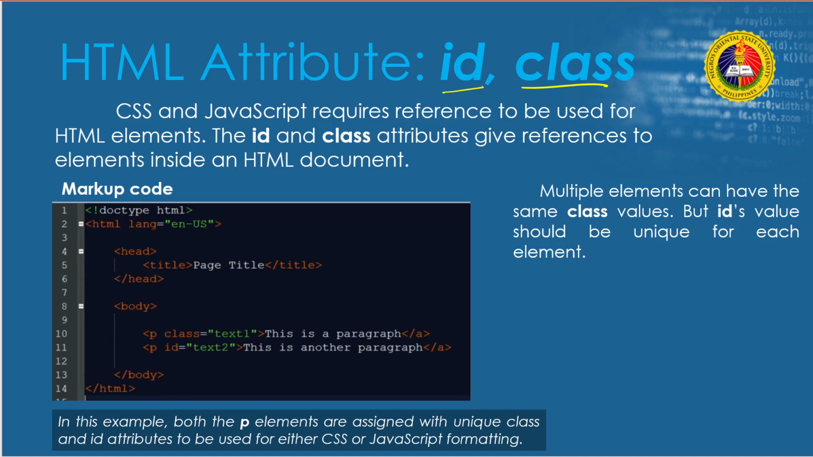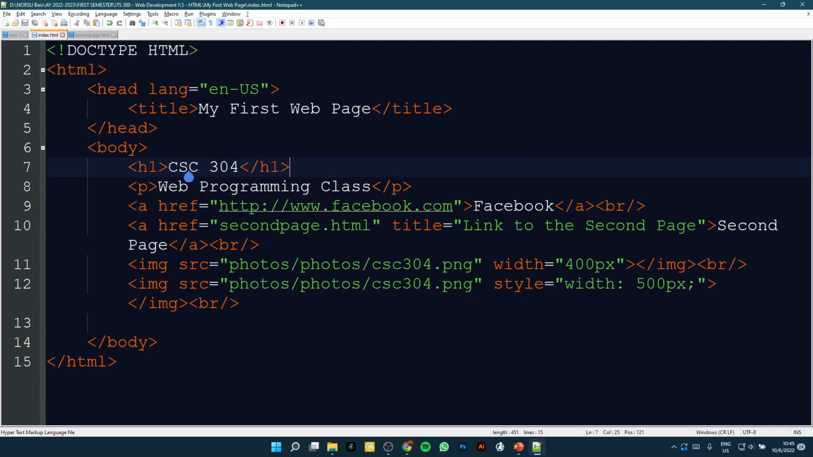Okay? It's like we give it its identity. For example, this H1, I want to control it, I want to design it in CSS, not inline, which is the proper way, an external CSS. I want to design this using an external CSS. Now, the first thing that I'm going to do is tag the element that I want to control using an external CSS.